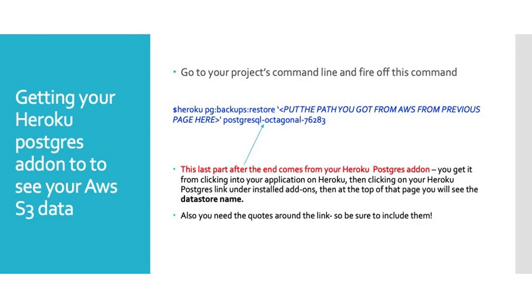All right, we're almost done now. You want to go back to the project's command line and fire off the following command. Once you get to the first single quote, you are going to put in that link that I told you to save from the previous page. And then this last part, after the quote, comes from your Heroku Postgres add-on. You get it from clicking in your application on Heroku, then by clicking on your Heroku Postgres link under Installed Add-ons. Then at the top of that page, you will see the data store name in a configuration that's very similar to mine. Be sure you include the quotes around the link.